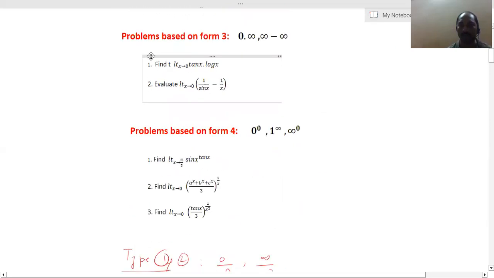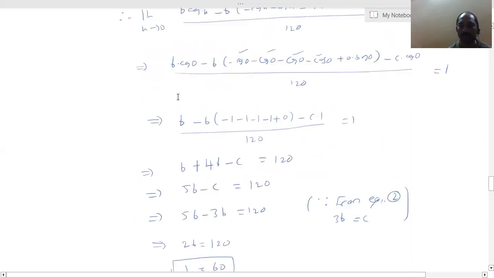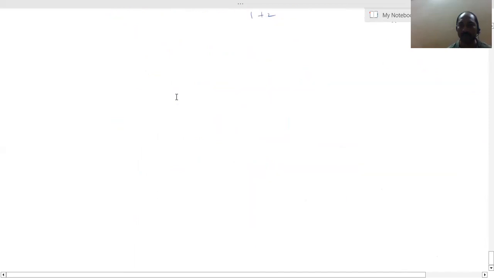Next model, third model problems. 0 into infinity or infinity minus infinity. Next model problem. Type 3. 0 into infinity or infinity into 0 or infinity minus infinity model.